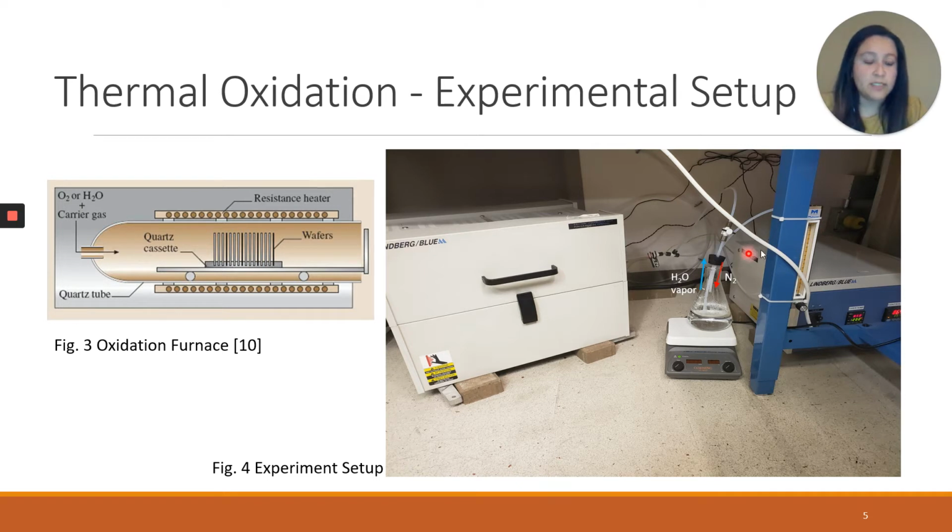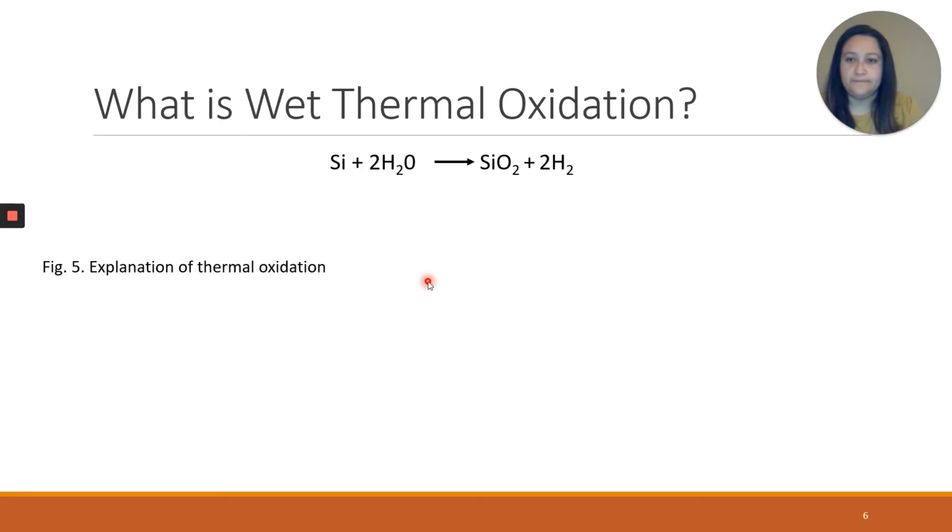The way this works is that I set the nitrogen at that 70 psi. It flows through into the water, which is heated up, and that water vapor flows through this tube here into the oxidation furnace. And that vapor flow can then produce that silicon dioxide layer.